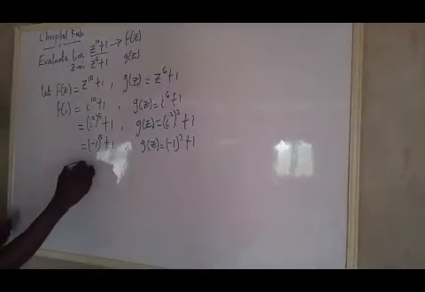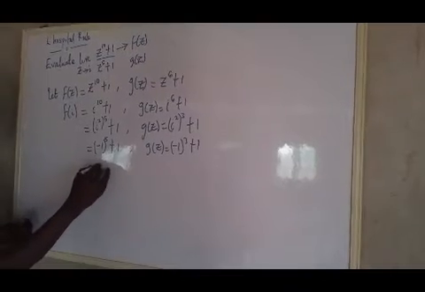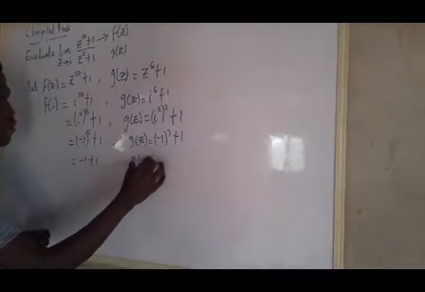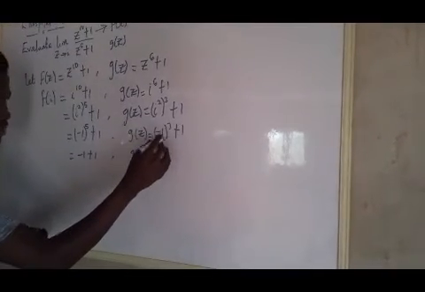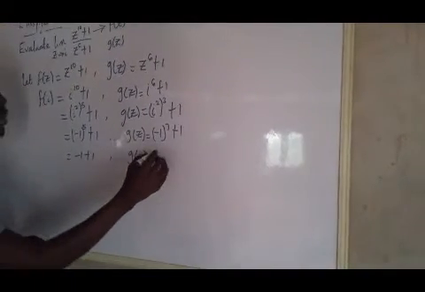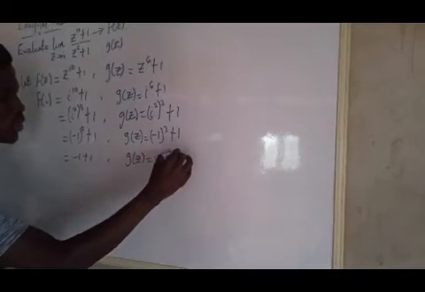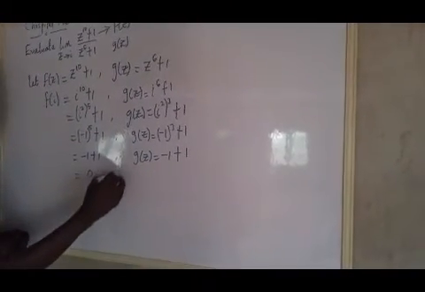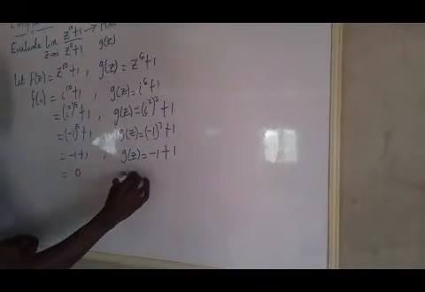Alright, so minus 1 raised to the power 5 will still give us minus 1 plus 1. And our g of z will be equal to minus 1. Minus 1 raised to the power 3 is still minus 1 plus 1. Do we get that now? And now this will give us 0, and our g of z will also be 0.